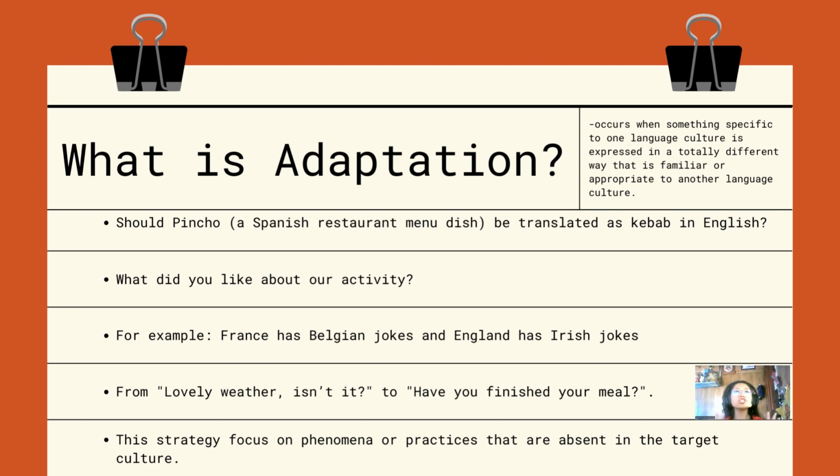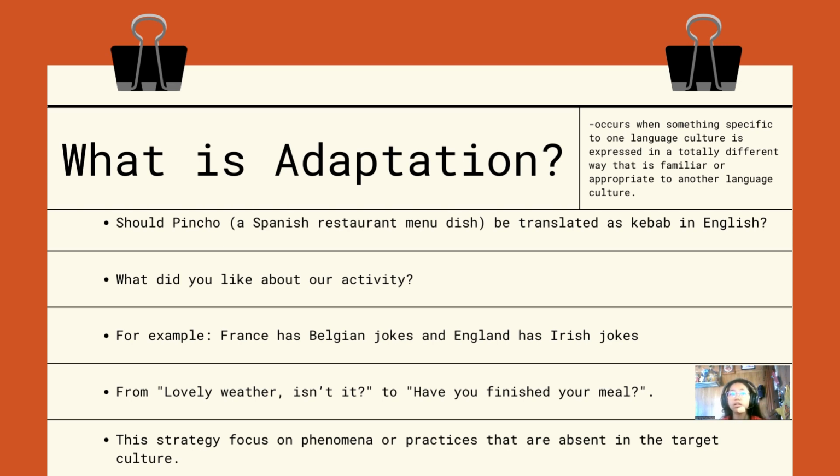It involves changing the cultural reference when a situation in source culture does not exist in the target culture. For example, France has Belgian jokes and England has Irish jokes. In the concepts of Vinay and Dalbernet, adaptation refers to a method used in those cases where the type of situation being referred to by the SL message is unknown in the TL culture.